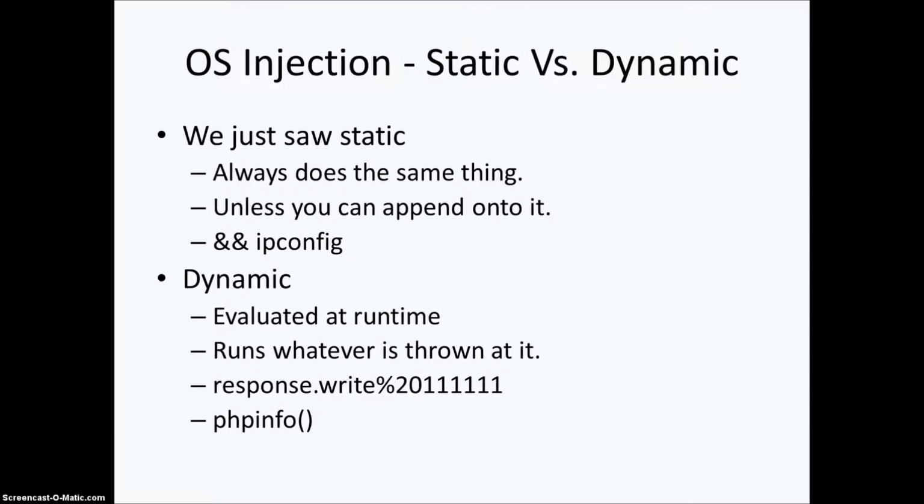Dynamic is a little different. Dynamic web applications will actually compile code potentially supplied by the user at runtime and then execute that code. So it'll run whatever you can throw at it. If you can get something like a response.write into an ASP.NET web application, it'll spit back a bunch of ones at you. For example, here, if you can get a PHP info function to run on a PHP server, you get a ton of goodies from that server.